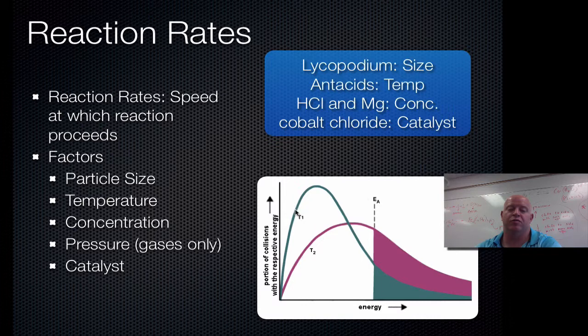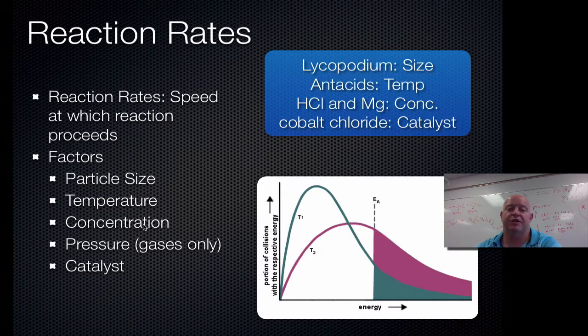So we have temperature 1, which is a cold temperature, and temperature 2, which is a hot temperature. If this line represents the activation energy, or the energy it takes to react, the hotter particles have a much bigger amount of particles that can react versus the colder one, which is much smaller. So the hotter you are, the more energy you have, the more likely that your collisions are going to have enough energy to properly react.